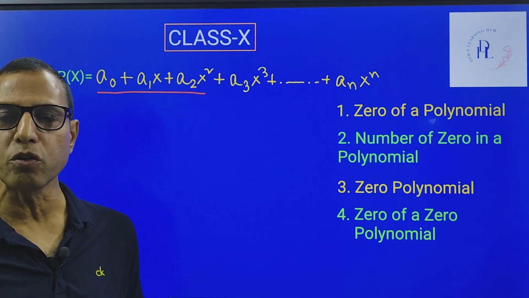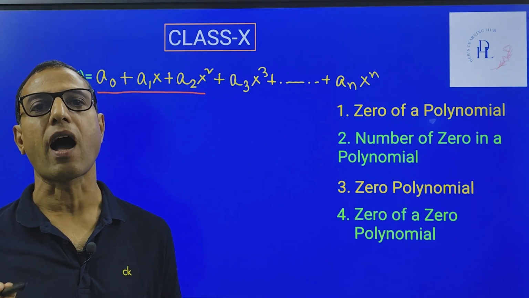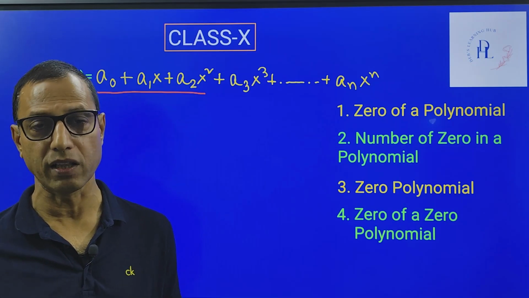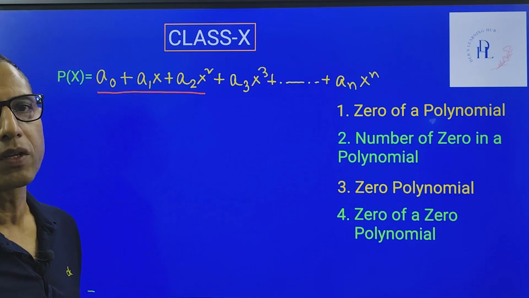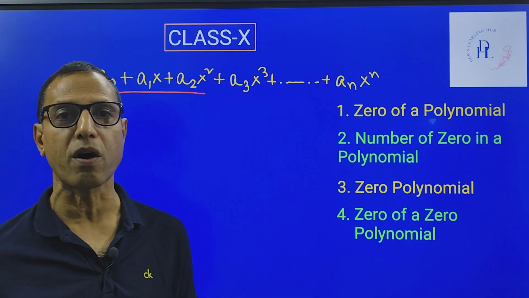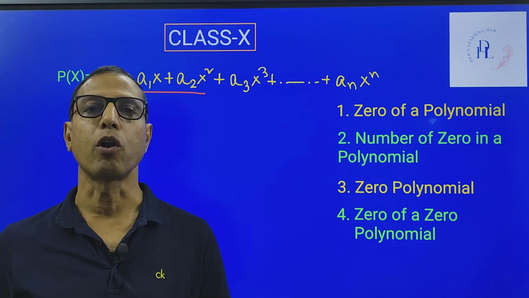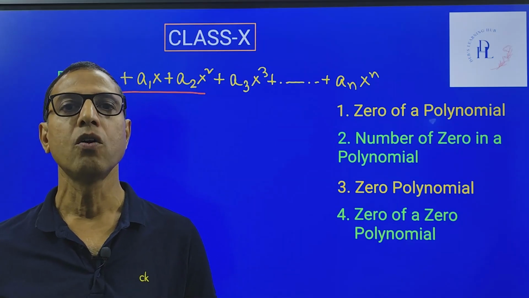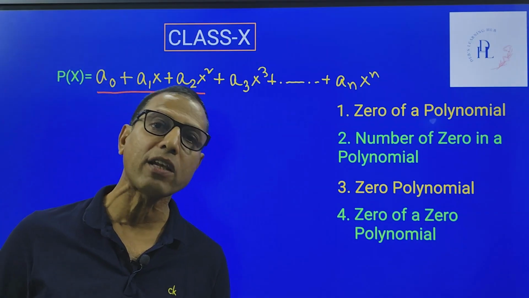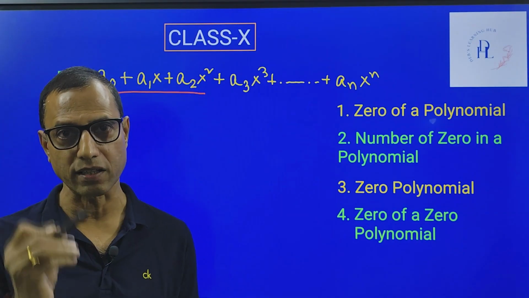What is degree of the polynomial? Degree of the polynomial means the highest power of the variable in that polynomial. Now zero of a polynomial, इसका मतलब क्या होता है? Zero of a polynomial means एक polynomial में जो variable होगा वो variable का कौन सा value के लिए polynomial का value 0 होता है. Now let's understand with an example.